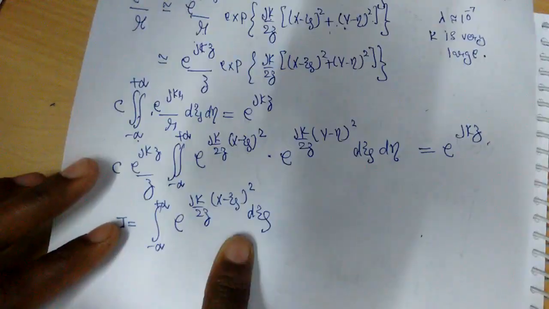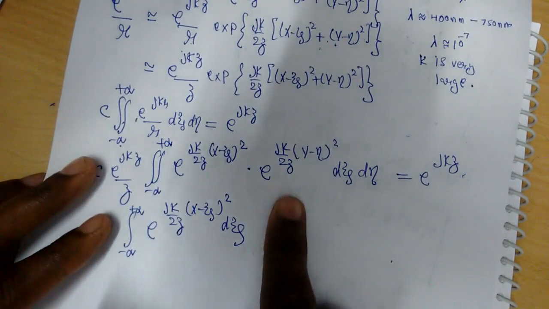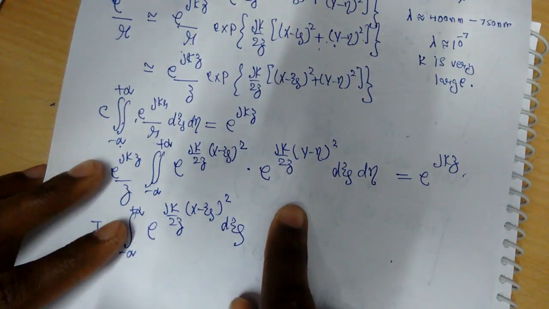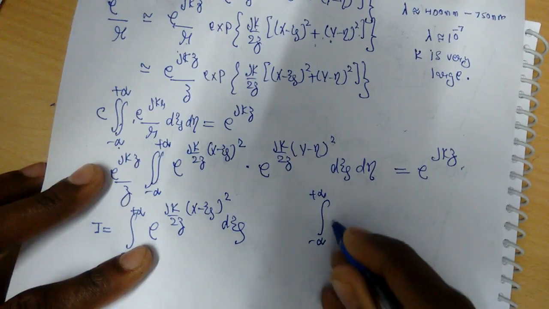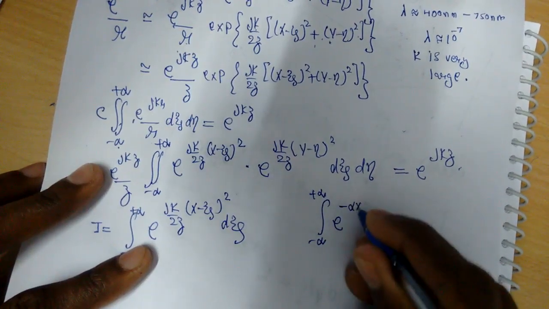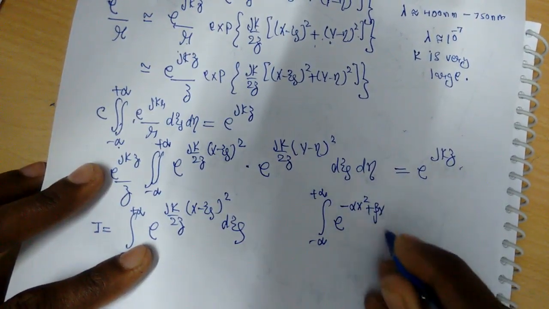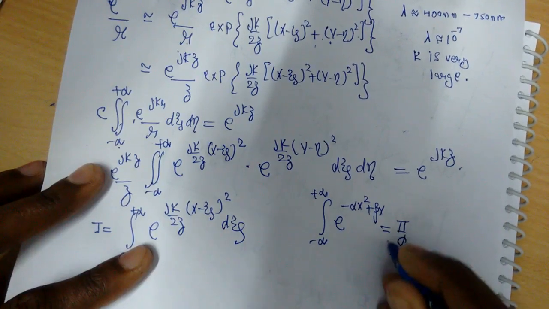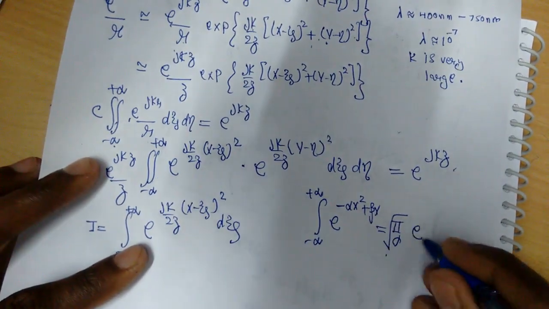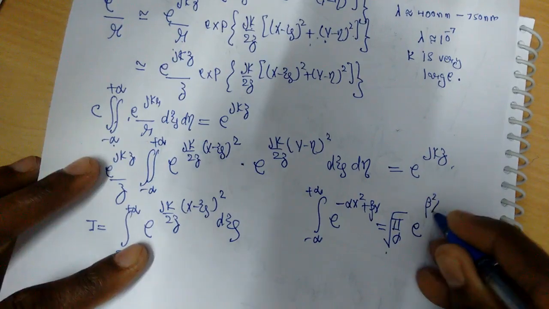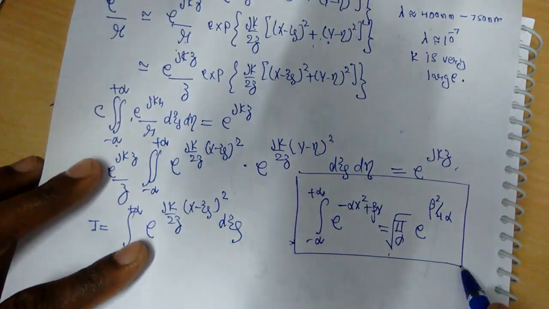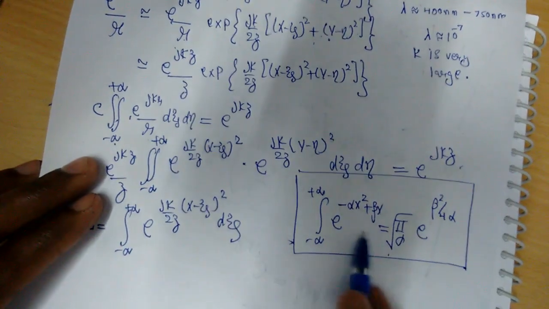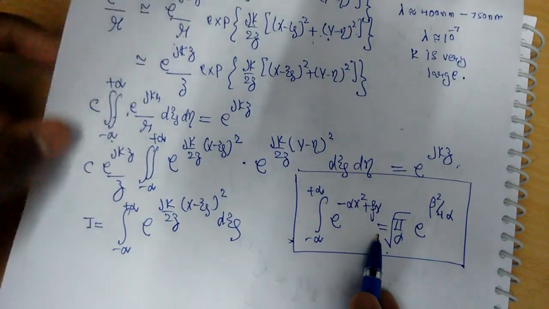Okay, so here you have to remember, you should know a very standard integral. Let me write this: minus infinity to plus infinity e raised to power minus alpha x square plus beta x, that is given by square root of pi upon alpha, e raised to power beta square upon 4 alpha. Well, this is very often used in quantum mechanics. If you are doing quantum mechanics, you must be familiar with this equation.